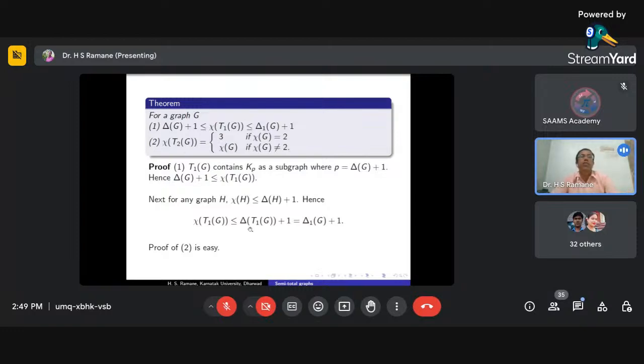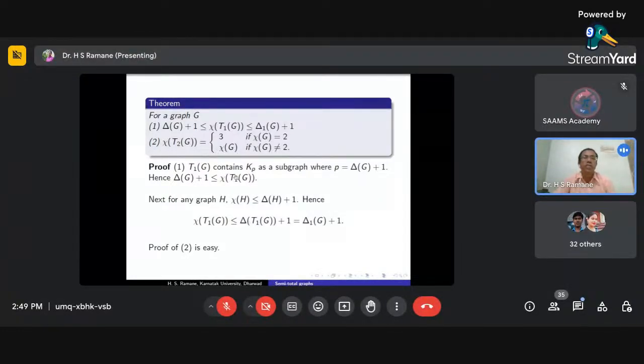Next, the chromatic number. The chromatic number is the minimum number of colors required to color the graph. For any graph G, the chromatic number of T1 G lies between delta G plus 1 and delta 1 G plus 1. Whereas the chromatic number of T2, the semi-total point graph, is 3 if the chromatic number of the original graph is 2, and if it is not 2, it is simply the chromatic number of G.